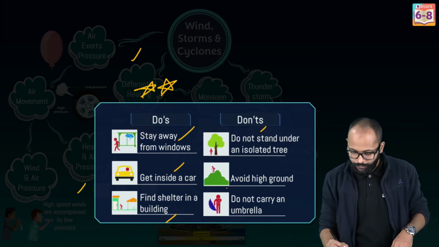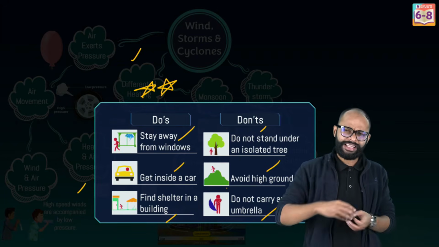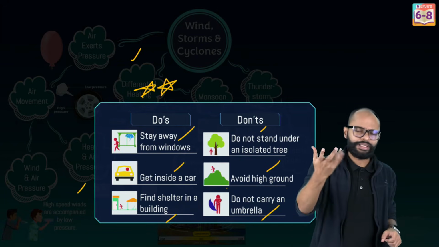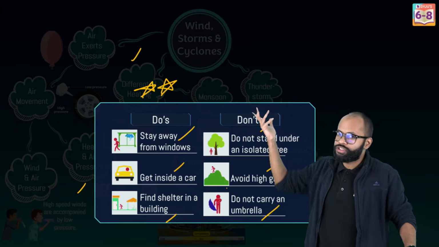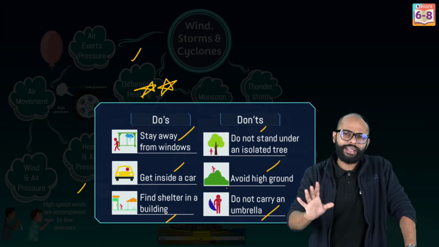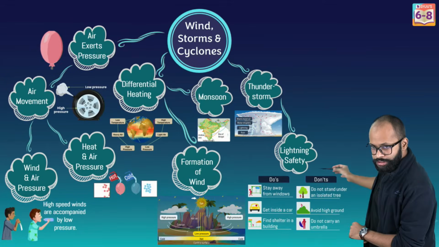Okay? Avoid high ground. I just told you this. Do not carry an umbrella because umbrellas have that pointy tip and it's a metallic thing. So that's why normally we say don't carry an umbrella. Okay? So these are the do's and don'ts which you need to know. Important hai, and it's kind of basic only. Hai na? All right. So this is the do's and don'ts.